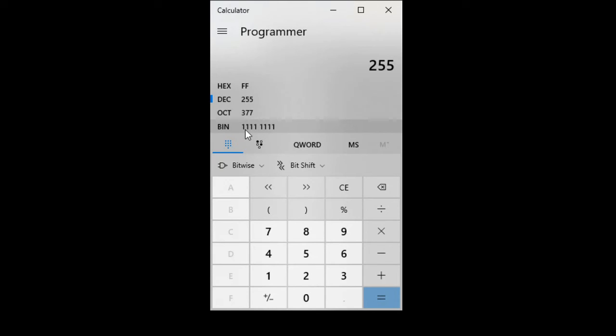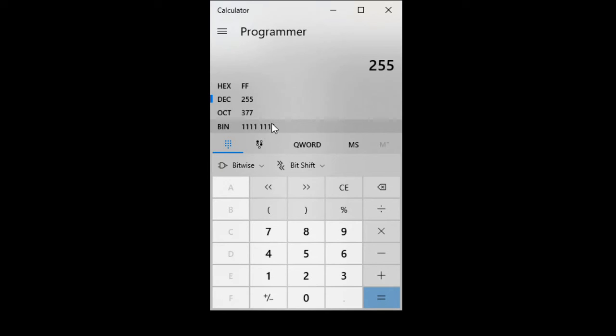So what is a bit? 8 bits make a byte. So FF is 1 byte of data. 8 bits make a byte, and 1024 bytes make a kilobyte, then your megabyte and your gigabyte. That's how you talk about storage.